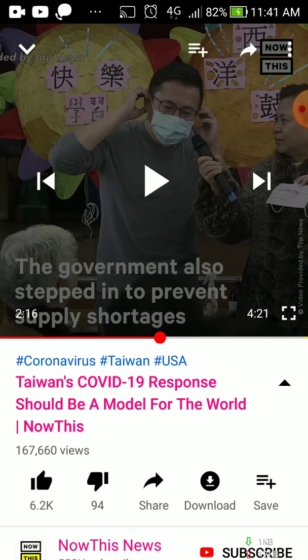你可以这样造说 so that they limit the amount of the toilet paper people can buy in the market. So the government also step in to prevent the supply shortages to make sure everybody get an evenly number of the products that in the market, so everybody can live well.